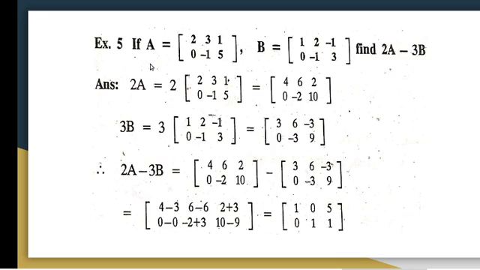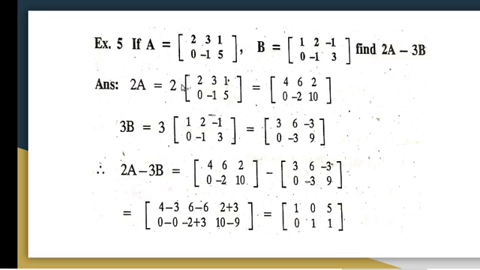Let us consider another example. If A is equal to this matrix, then B is equal to this matrix, then find 2A minus 3B. So what you have to do, you have to find 2A and you have to find 3B. Then from 2A product, you have to subtract 3B. So first you have to find 2A by multiplying the matrix A with 2.